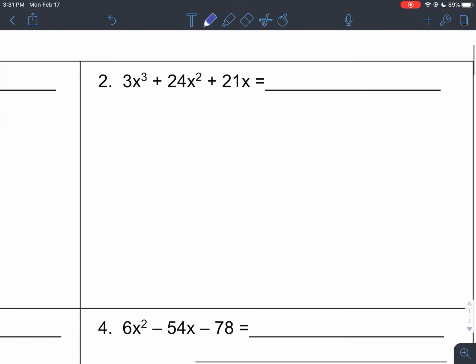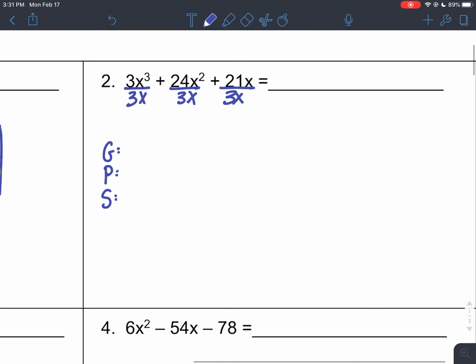Taking a look at number 2, we are going to look for our GPS first, using that to guide us. Here is our greatest common factor I can pull out of each of these terms. It ends up being 3x. So I need to rewrite it out. I have 3x times, this ends up being x squared plus 8x plus 7. So we pulled out a 3x for our greatest common factor.